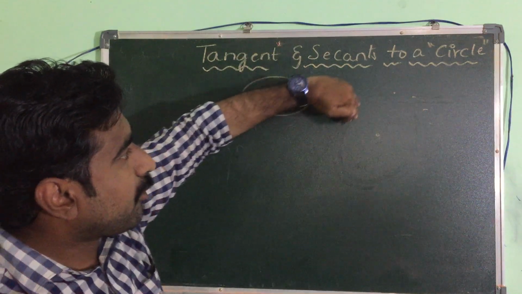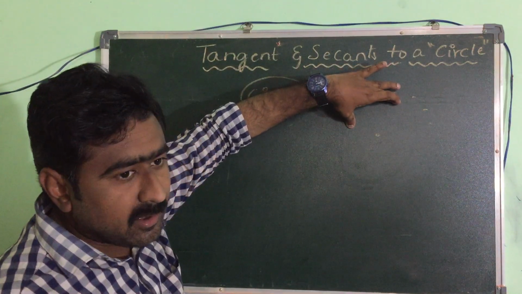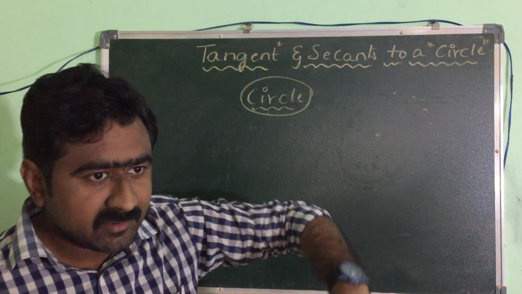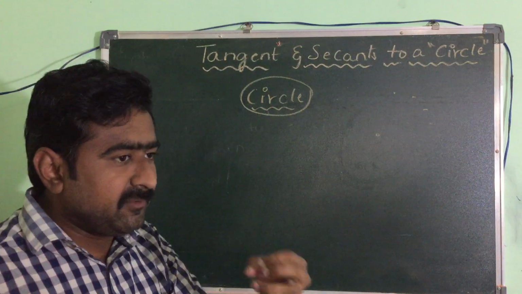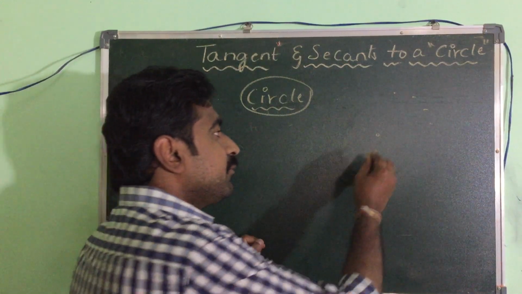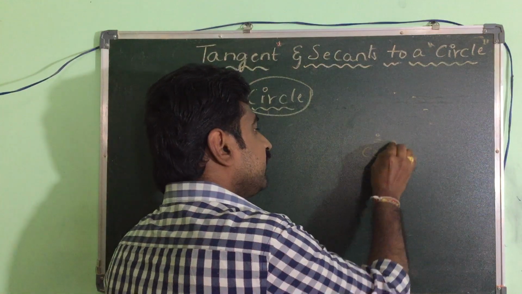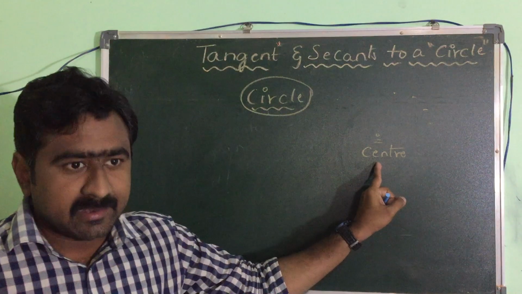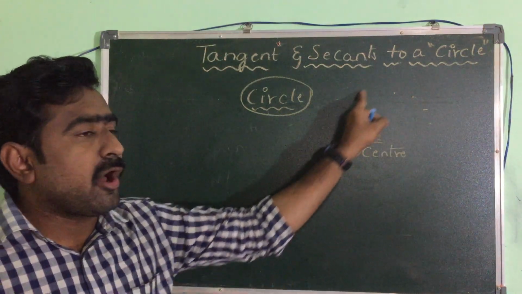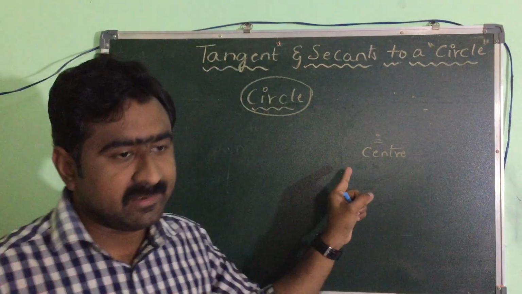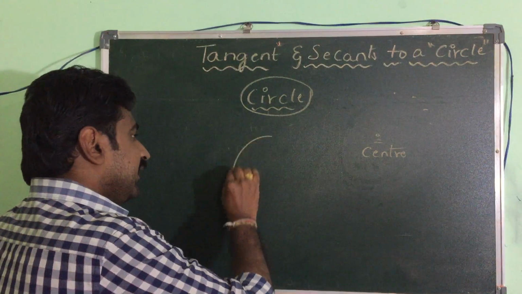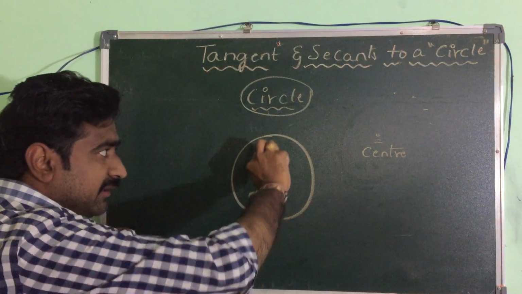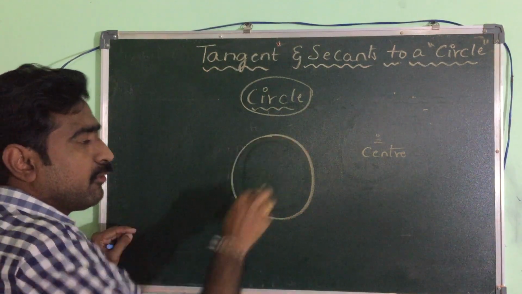All these points together form a set of points, right? These points are equidistant from a fixed point. If the set of points is equidistant from a fixed point, that figure can be termed a circle. That fixed point is called the center of the circle, and the remaining set of points are always equidistant from that center. Listen carefully in the diagram: if you join all these points, a shape is formed.